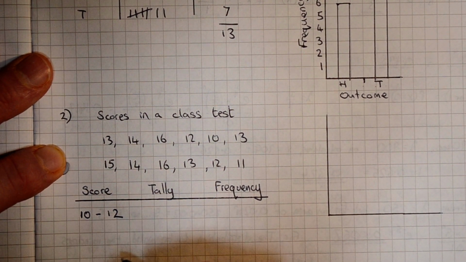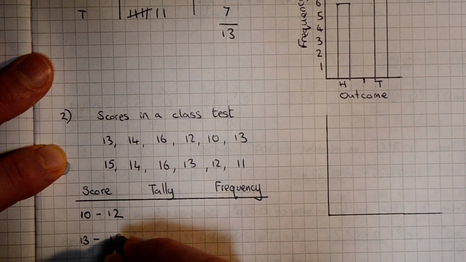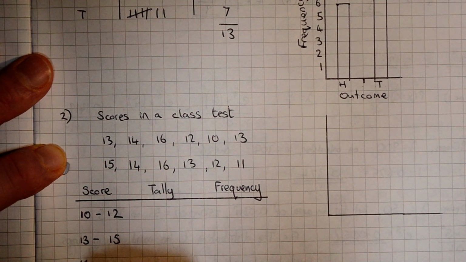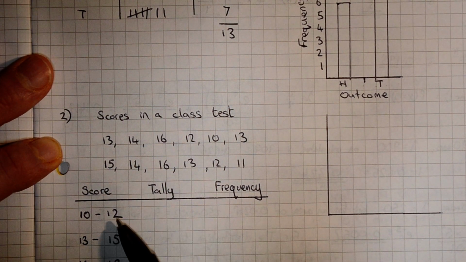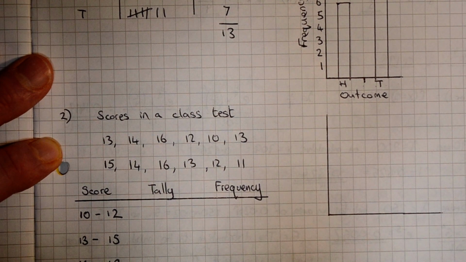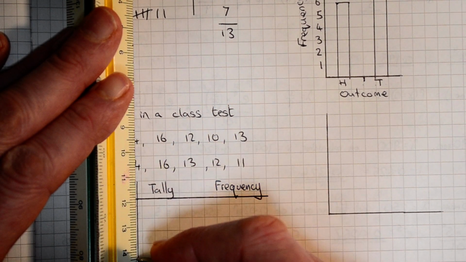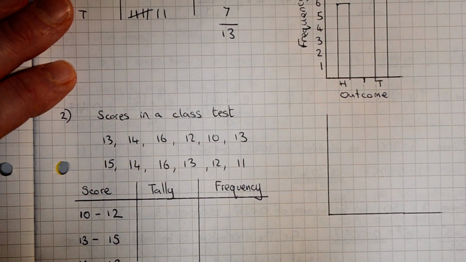Next group's got to be the same size. It starts with 13, 14, 15. And then same size again. After 15 comes 16, 17 and 18. So that's the smallest group, that includes 10. The largest group includes 16. So that's enough. So we can now put in our columns and we're ready to tally.